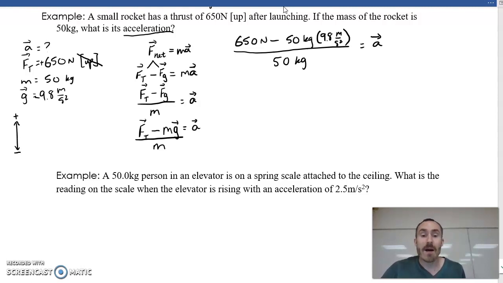Okay. Now, the second thing, some people find that they want to take the mass from the bottom over here and they want to cancel out this mass from the top.